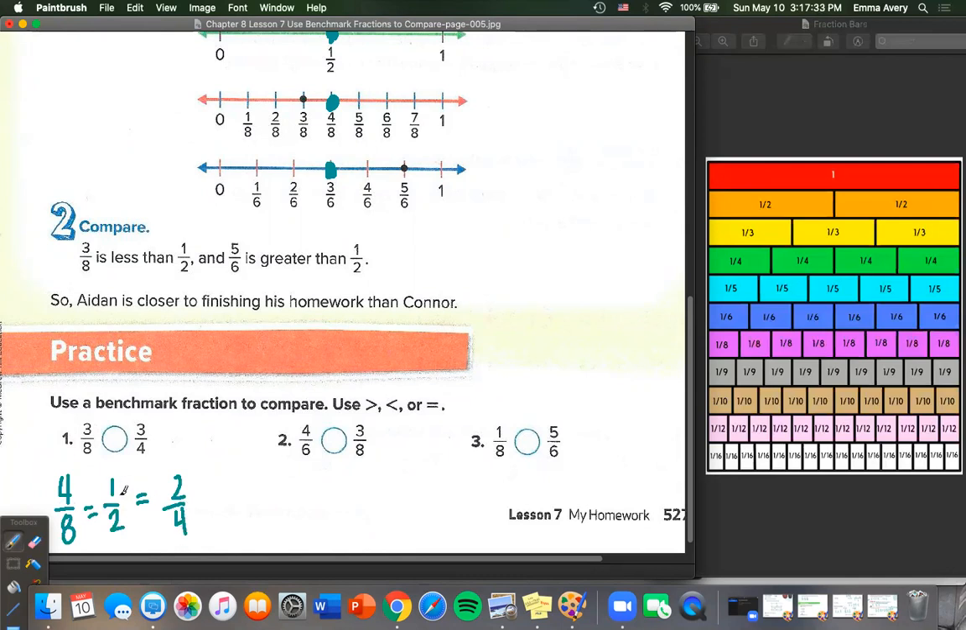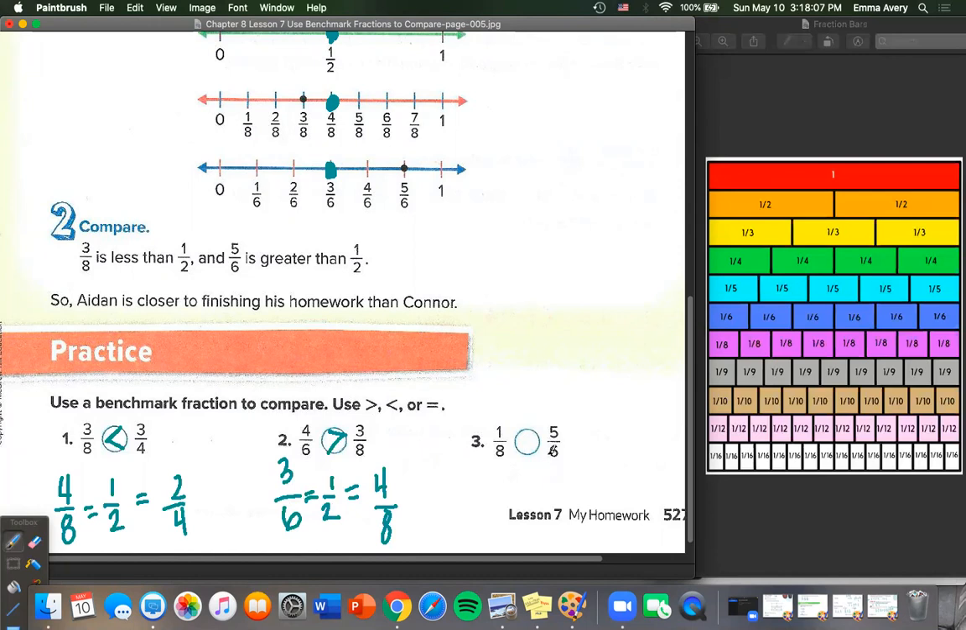So this 3/8 is less than 1/2, while 3/4 is greater than 1/2. Now we have 4/6 and 3/8. Well, we can do the same thing. We can have 1/2 is equal to 4/8 and is equal to 3/6. Well, 4/6 is greater than 3/6, while 3/8 is less than 4/8. So 4/6 is greater than 3/8.